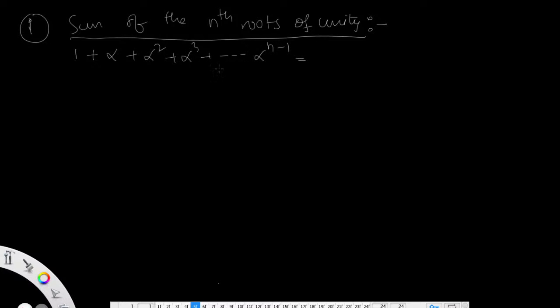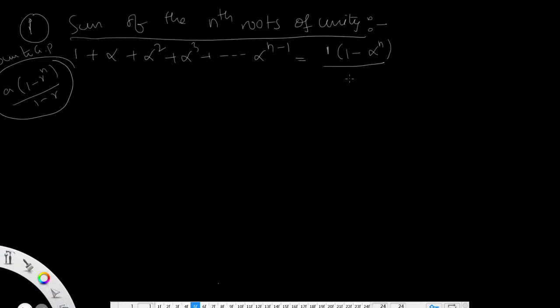So that is in the form of the sum of n terms of a GP. The basic formula we learned in 10th class is a into 1 minus r to the power of n by 1 minus r. In the same way here, a is 1, and r, the common ratio, is alpha. So the sum is 1 minus alpha to the power of n by 1 minus alpha. What is the value of alpha power n? Alpha to the power of n becomes 1.